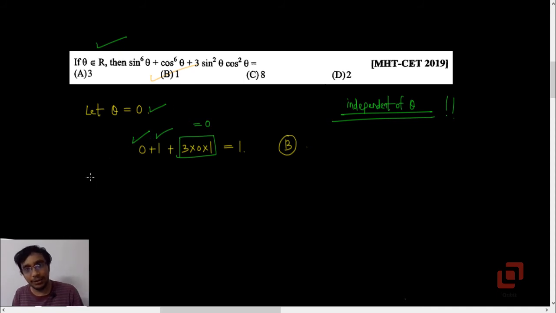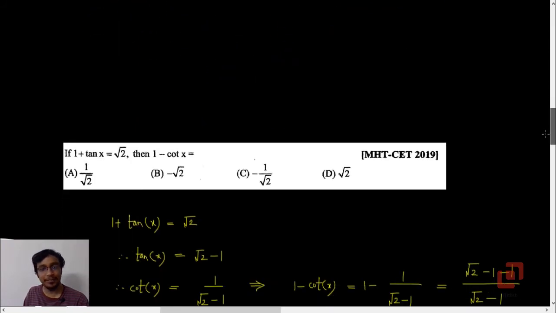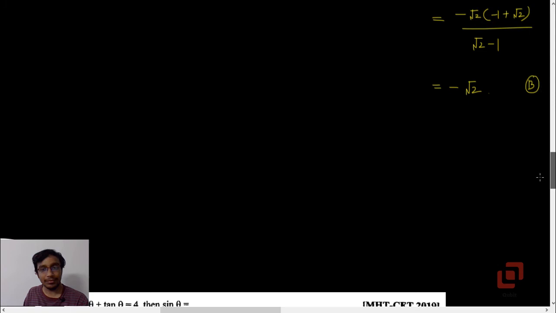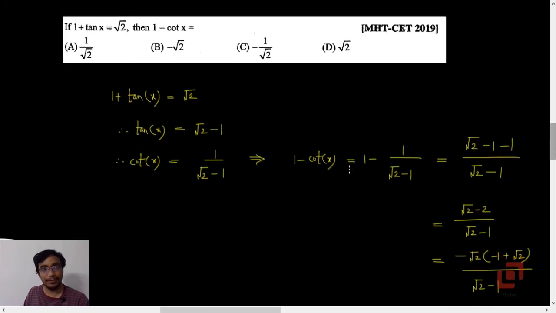Now if this question comes as a theory question, then that is going to take some time. You may be required to use a cube plus b cube formula. Who knows? I know, but I'm not telling you. So that is a trick based question. We have two more.